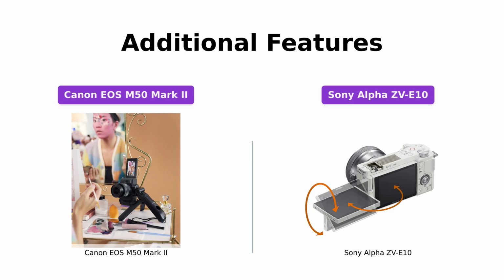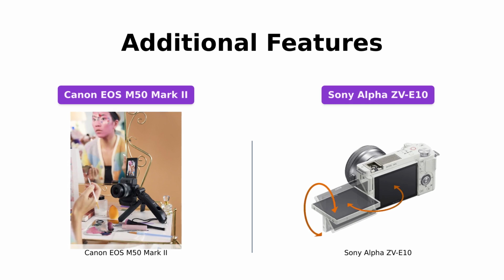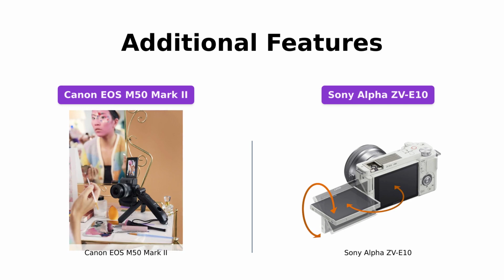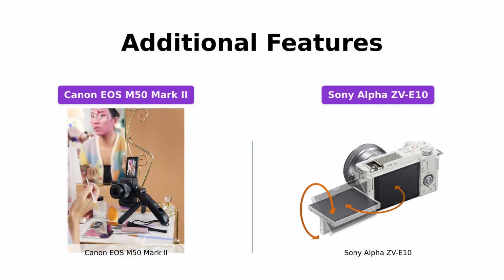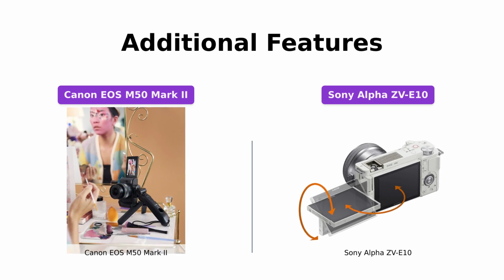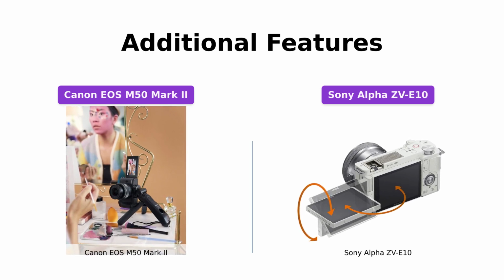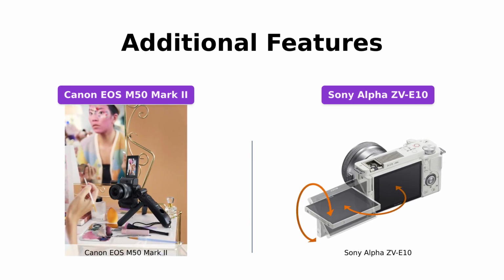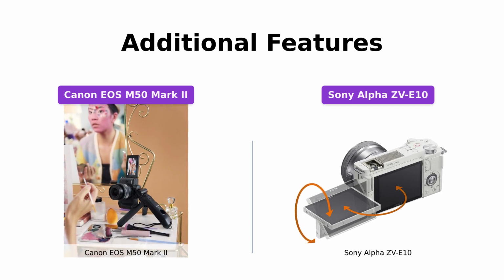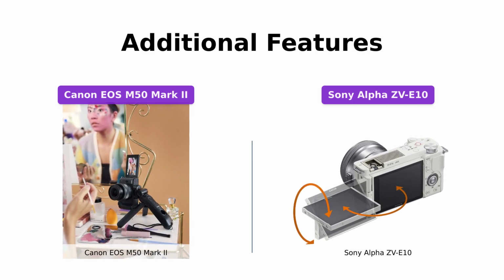In terms of additional features, the Canon EOS M50 Mark II offers a vari-angle touchscreen LCD, perfect for vlogging and composing shots from different angles. It also has convenient vertical video recording, touch record control, and a high-quality webcam capability. On the other hand, the Sony Alpha ZV-E10 provides a background defocus button for seamless focus transitions and easy live streaming with a single USB cable.